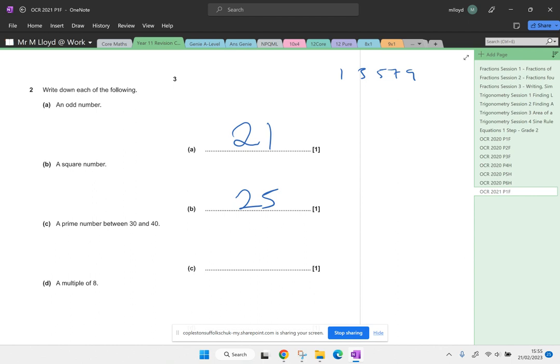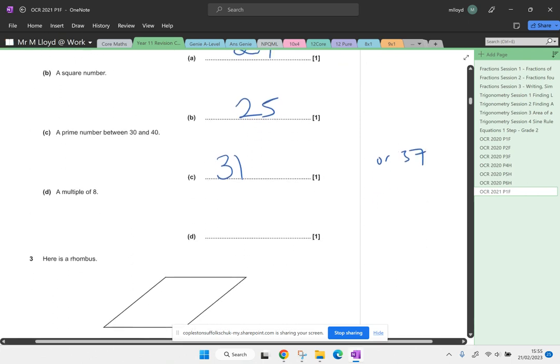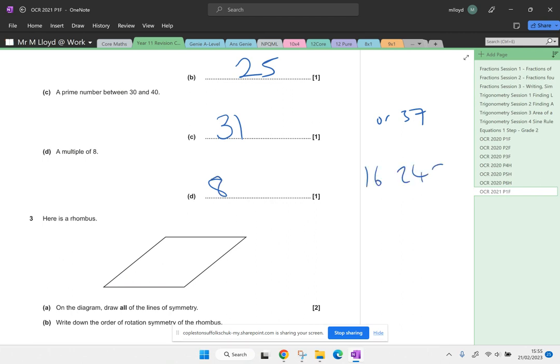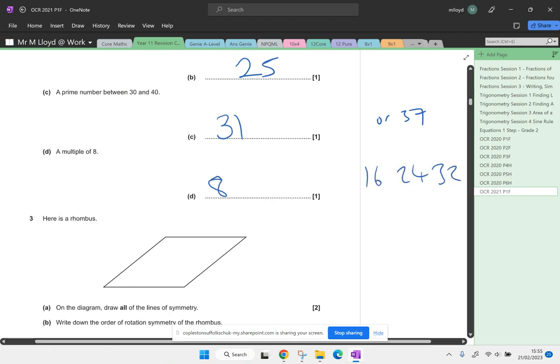Okay, a prime number between 30 and 40. We can have 31, or we could have had 37. 33 divides by 3 and 11. 35 divides by 5, and 39 divides by 3 and 13. And then a multiple of 8, would you believe? You can just have 8. But 8, 16, 24, 32, so it's just a number that's in the 8 times table.